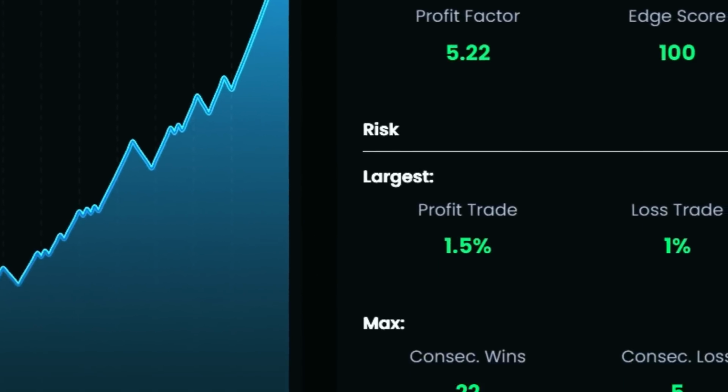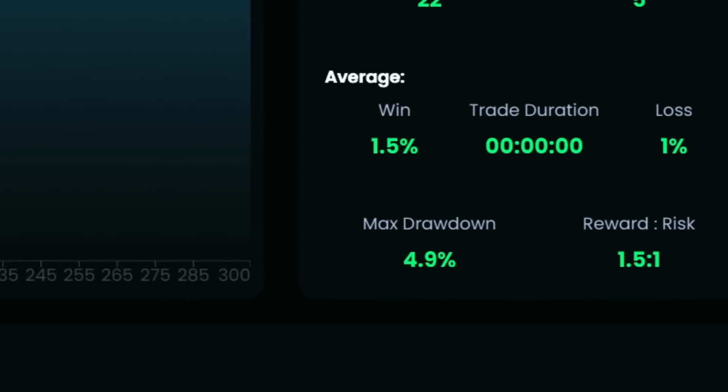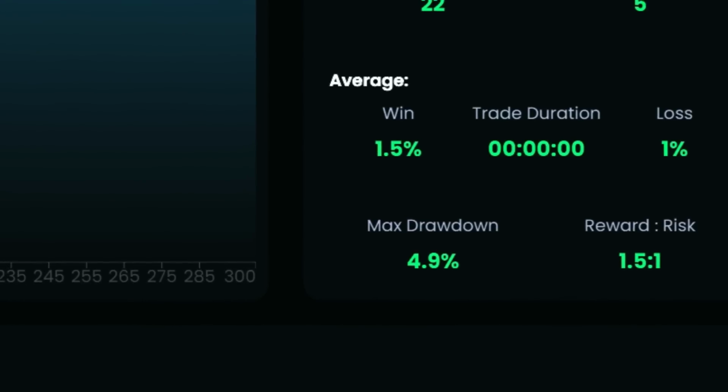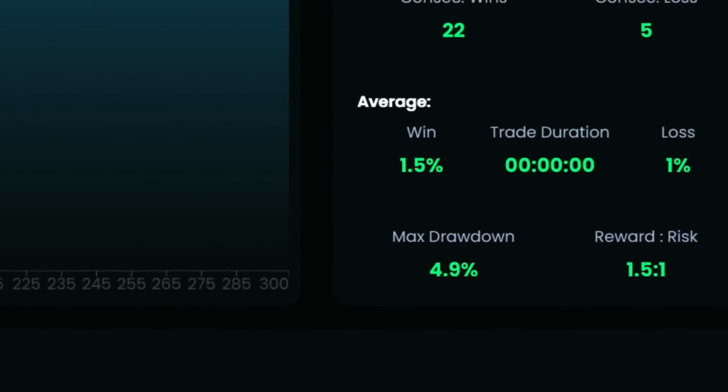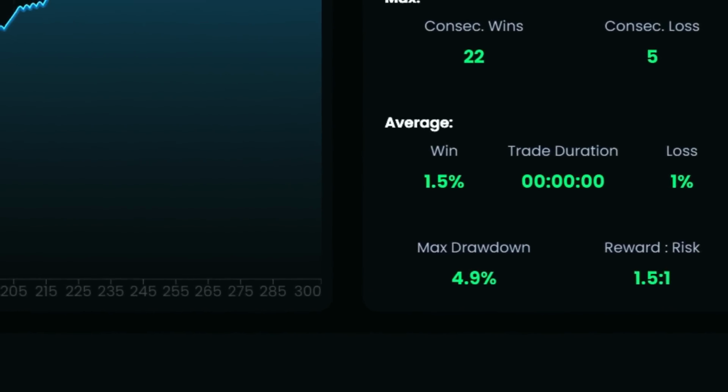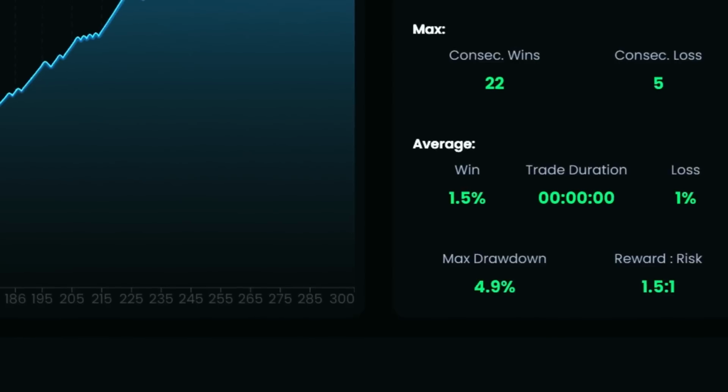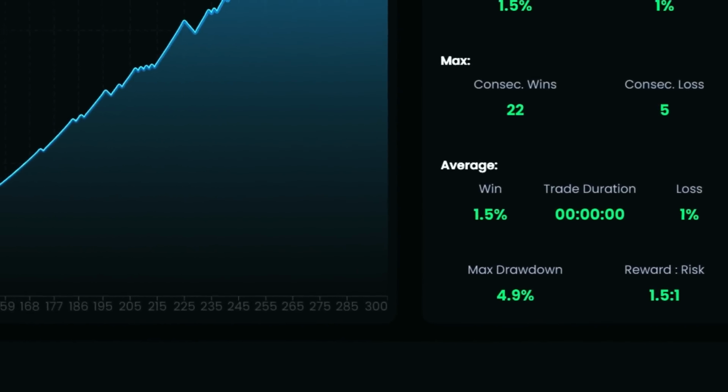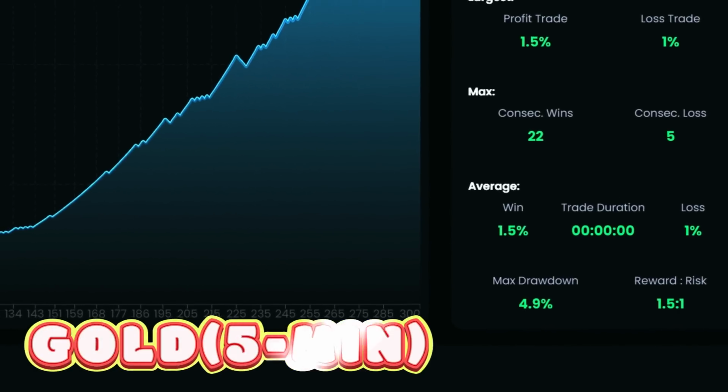The max drawdown stays under 5%, which is fantastic, as it shows the strategy does a great job of managing risk and protecting your capital. Overall, these results suggest this strategy has the potential to be highly profitable while managing risk effectively, making a solid approach for trading on the 5-minute gold chart.